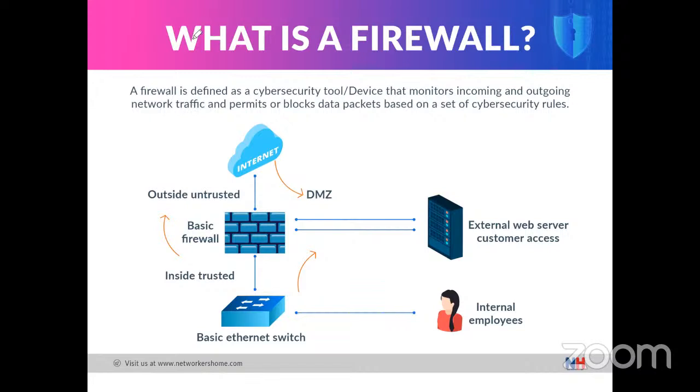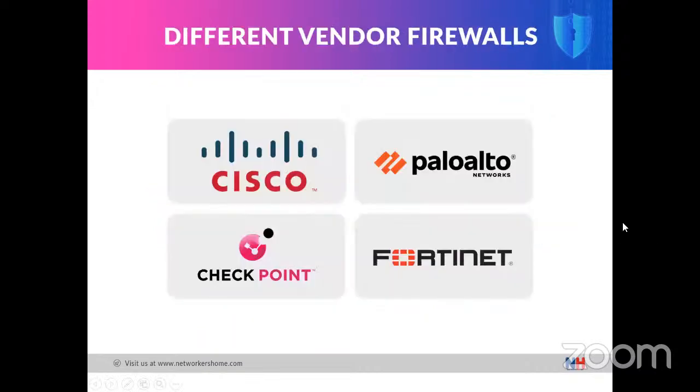Okay, now let's move to our next topic. The next topic is, what are the different vendors or different firewalls that we have in real time? You can see there are multiple firewalls in our network. There are different vendors: we have Cisco, Palo Alto, Checkpoint, FortiGate, and multiple other firewalls like Sophos and Barracuda.